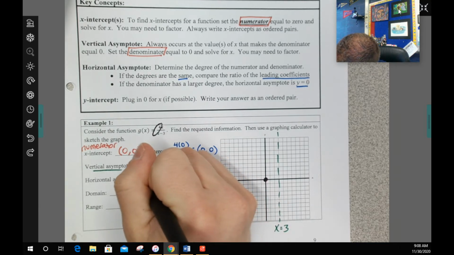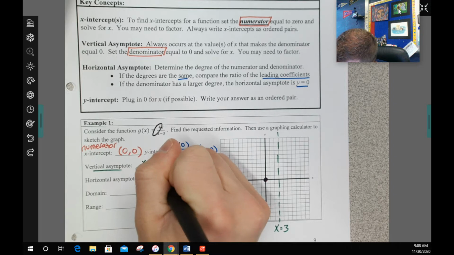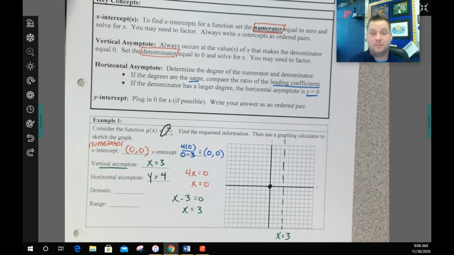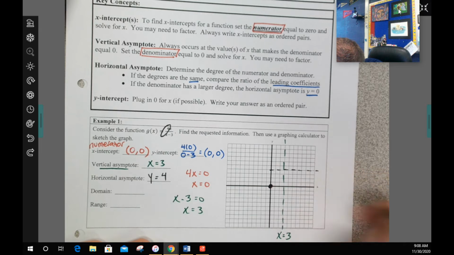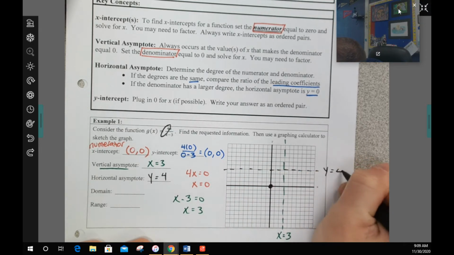So we're going to have a horizontal asymptote at 4 divided by 1, which is just 4. Okay, so when your degree is the same, you go ahead and take your leading coefficients and divide them. So I have a horizontal line at y equals 4. Draw it in, label it.